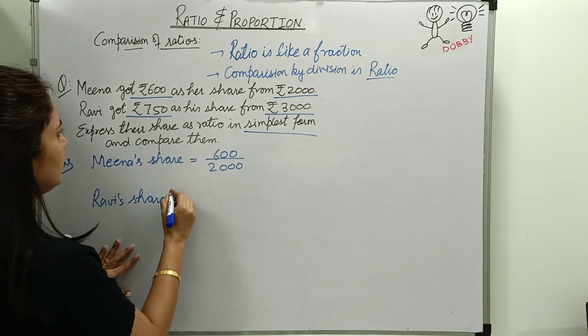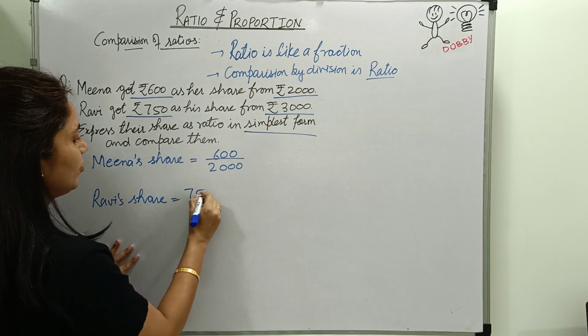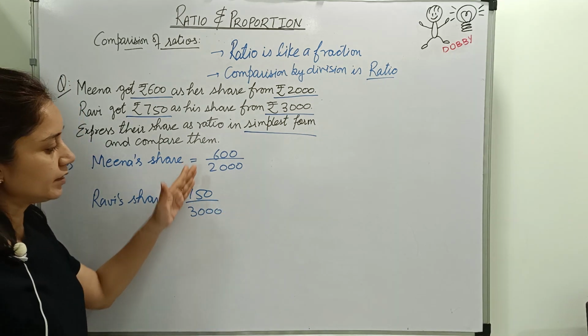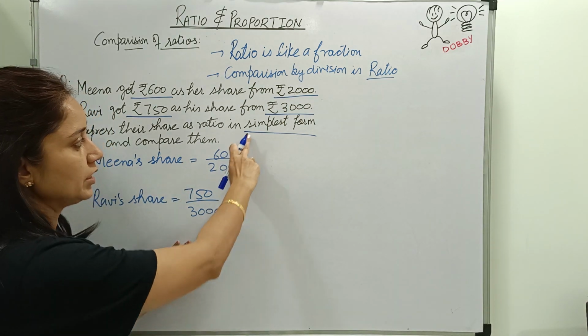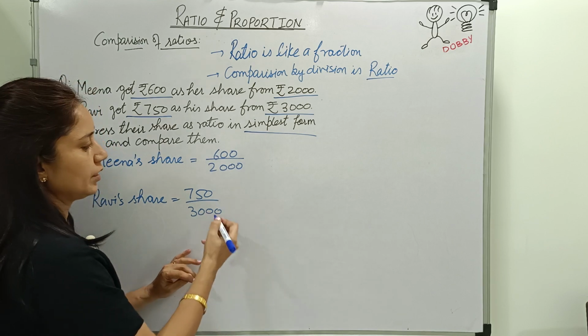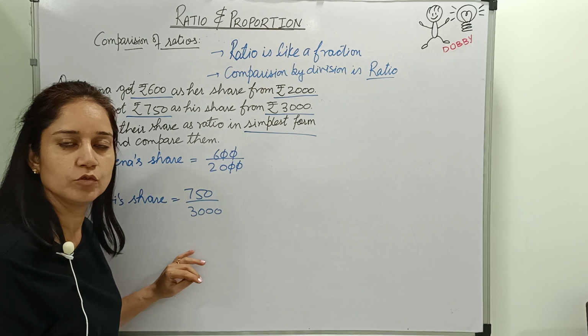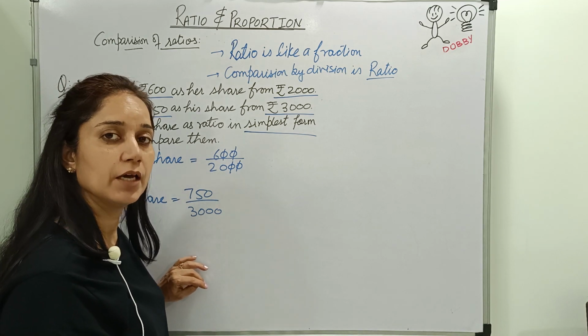How much did Ravi get? Rupees 750 out of rupees 3000. This is the ratio, but the question is asking us to do it in the lowest terms. So let us cut the last two zeros of 600 with the last two zeros of 2000. That means division by 100.